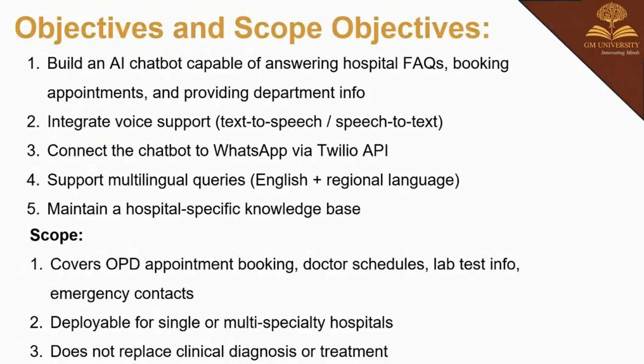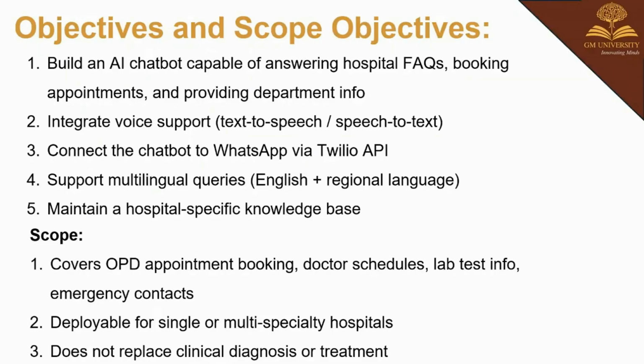Good evening, ma'am. My name is Naveen. Today I am talking about objectives and scope. Objectives: here we have to build an AI chatbot capable of answering hospital queries. Means, for example, the chatbot will answer patient questions, help book appointments, and provide department related information.